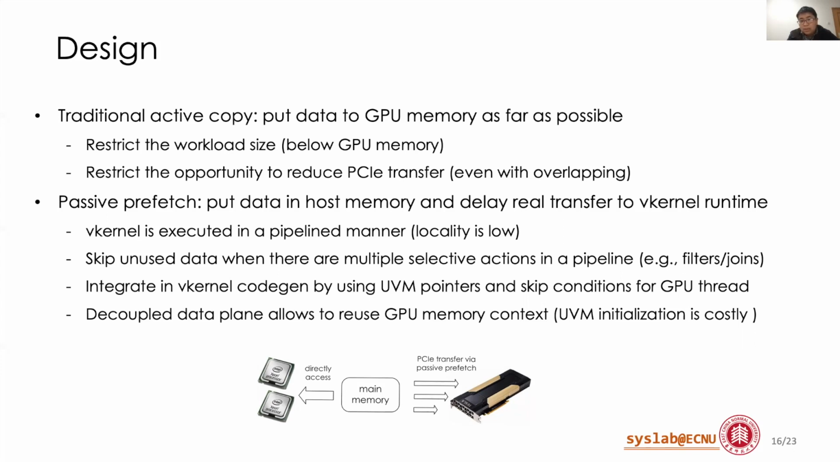We observed that the vKernel processes data in a pipeline manner, which means we do not need to actually hold data in GPU memory. The data plane of ShadowVM employs passive prefetch that puts all data in host memory and delays the real transfer to vKernel runtime. This approach allows the GPU to skip unused data when there are multiple selective actions in a pipeline, such as filters and joins. Passive prefetch is integrated in code generation by using UVM pointers and a skip condition for GPU threads. Because UVM initialization is costly, the decoupled data plane allows reuse of the GPU context. This optimization is inflexible in traditional data plane design, which is restricted by the stateless RDD data.